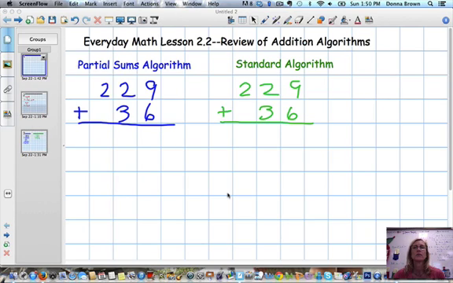Lesson 2.2 is a review of addition algorithms. So we'll first start by looking at whole numbers. We're going to look at two algorithms, partial sums and the standard algorithm. So we'll start here on the left with the partial sums algorithm.